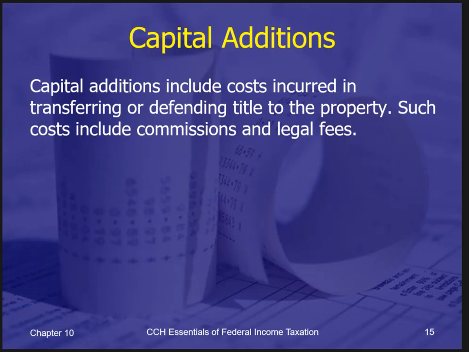Now, capital additions, commissions, anything that you have to do to make sure you can record and have ownership of the property. So if you bought a car, the cost of title and the license fee and all that right up front, that's a capital addition. That's part of the asset cost.